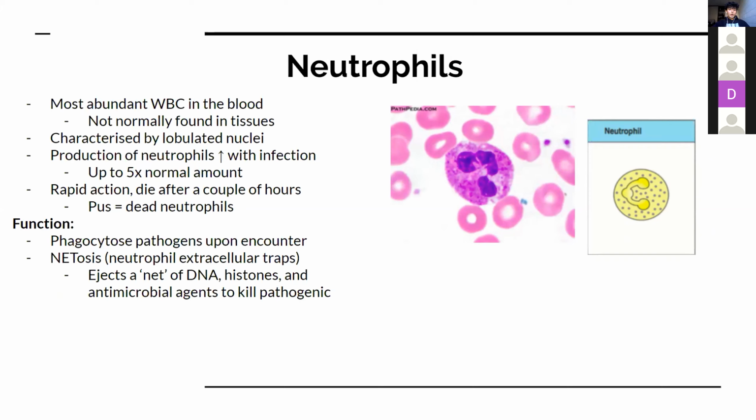So the way that they work is through phagocytosis. They either phagocytose pathogens on encountering them, or work through netosis. I remember getting asked a question on netosis last year. Effectively, it ejects a net of DNA, histones and antimicrobial agents to kill pathogens. Interesting point: Staph aureus has enzymes to effectively avoid netosis. Yeah, let's move on.